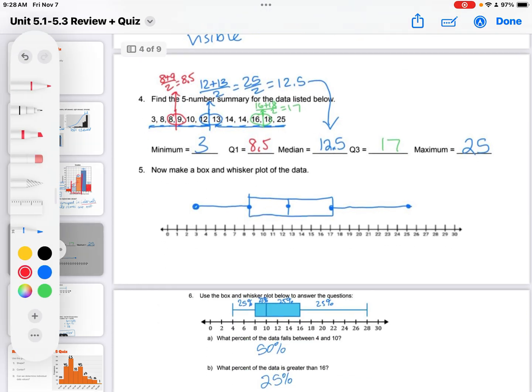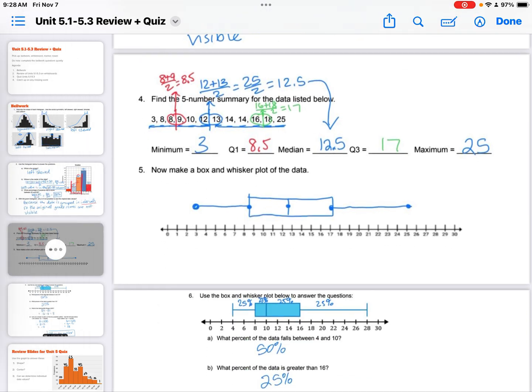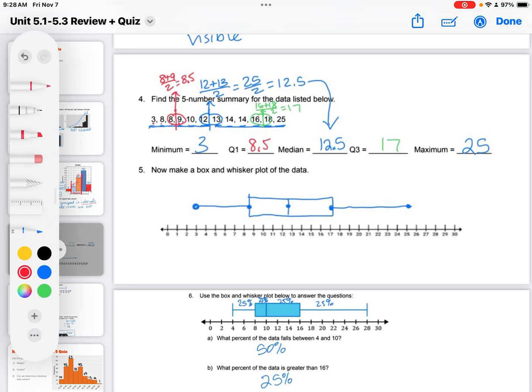Okay, so then the next thing that you all were asked to do is to find the 5-number summary for the data listed below. All right, so what I did first was I counted how many data values I had. And in this case, I had 12 data values. So to do this, you're going to want to actually find the median first.